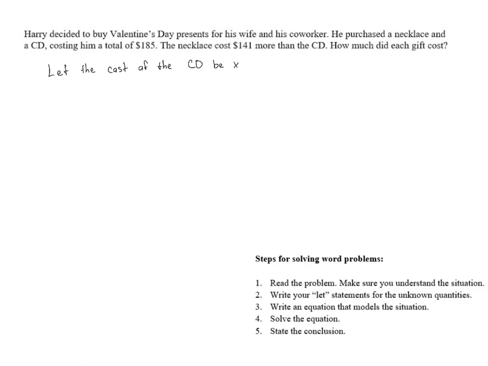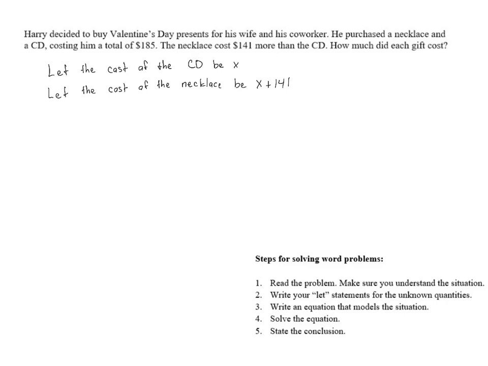Let the cost of the CD be X. And then we need an expression for the cost of the necklace. So let the cost of the necklace be, and we have to write that in terms of X. Well, they tell us the necklace cost $141 more than the CD, but we know the CD was X dollars, so if we have $141 more than that, it's going to be X plus 141. Now we have let statements that represent each of the unknown quantities in terms of our variable X.